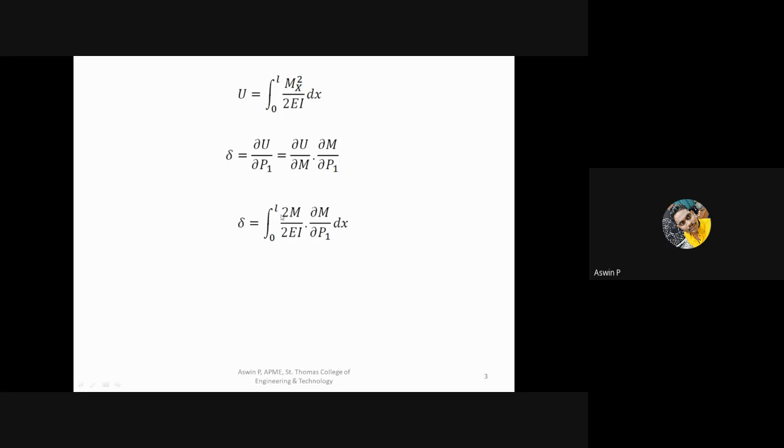And both 2s at the top and bottom will be cancelled. So the final equation will be delta is equal to integral from 0 to L of M divided by EI into dou M divided by dou P1 into dx. It is also known as Castigliano's second theorem. So you can either study this equation directly or the previous equation, that is delta is equal to dou U by dou P1. Both these equations are known as Castigliano's second theorem.